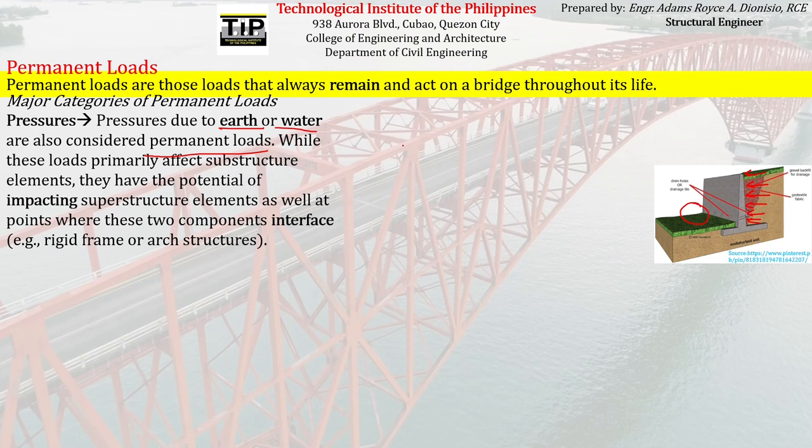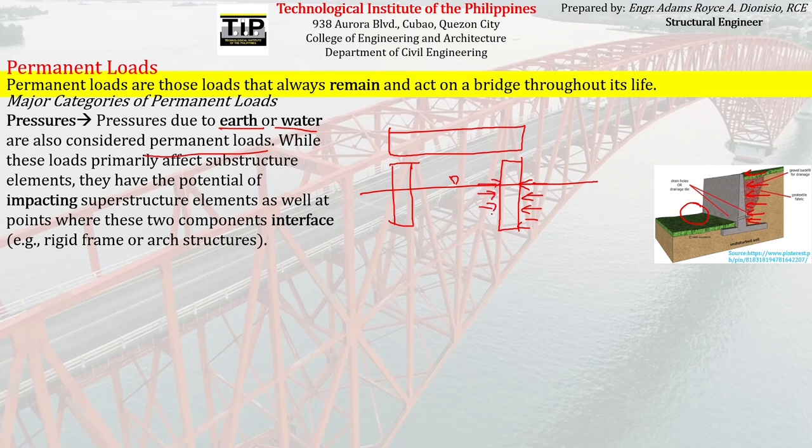Kasi kung imagine mo yung bridge, ito yung superstructure, ito yung substructure niya, yung supporting part. So nasaan ba usually yung earth or yung water? Di ba? Usually nandito lang naman eh, sa portion ng substructure. Nandito yung earth, may soil diyan o kaya ito may water kunyari dito. So merong pressure na exert yung water diyan. So usually yung naapektuhan ng earth pressure tsaka water pressure ay yung substructure lang naman. Hindi naman niya naapektuhan usually yung superstructure, di ba?